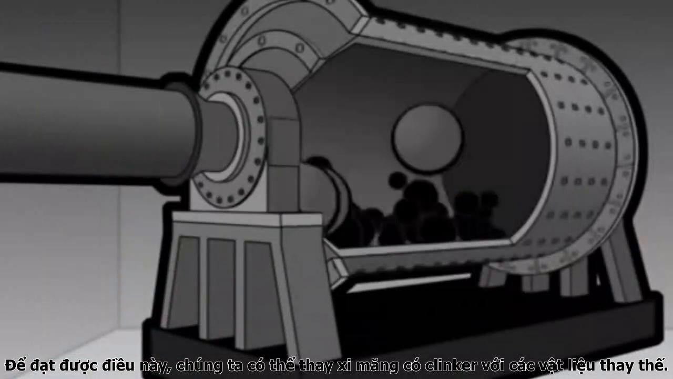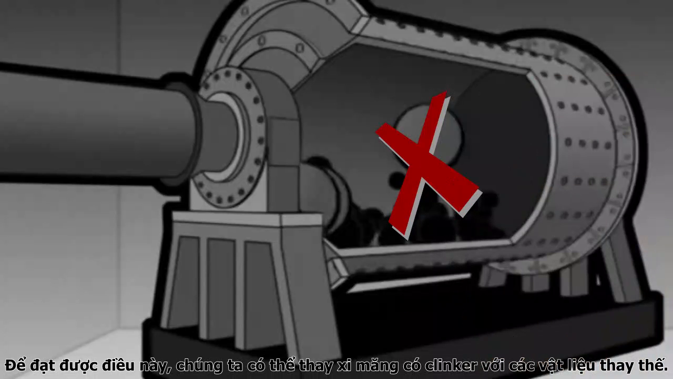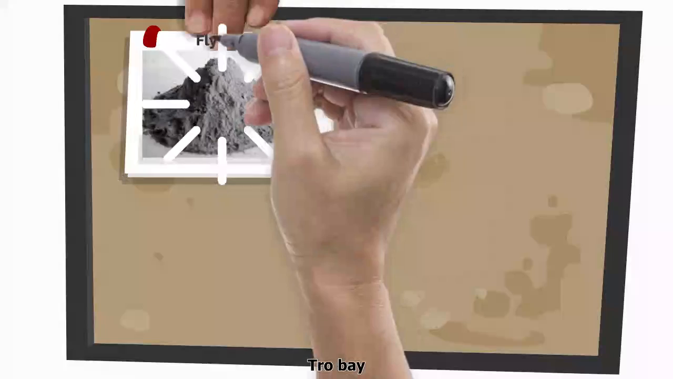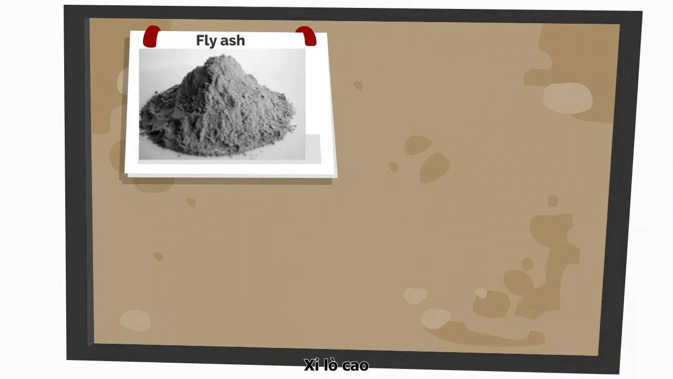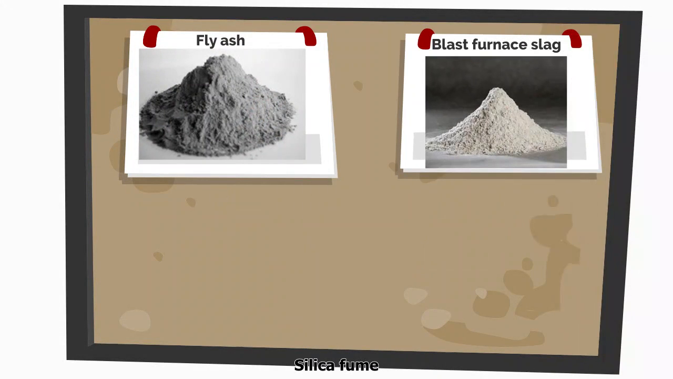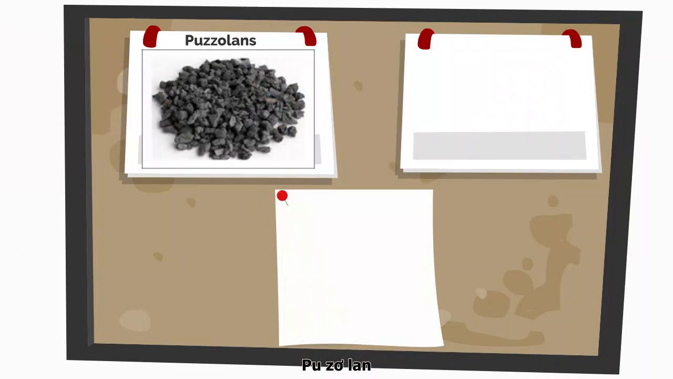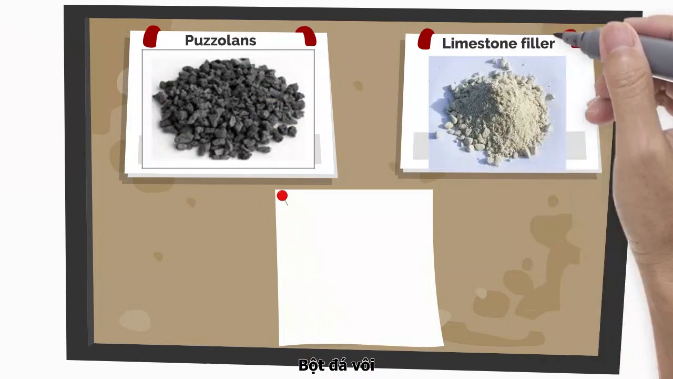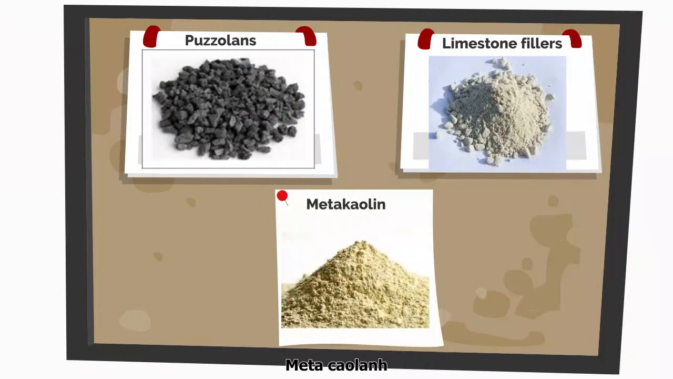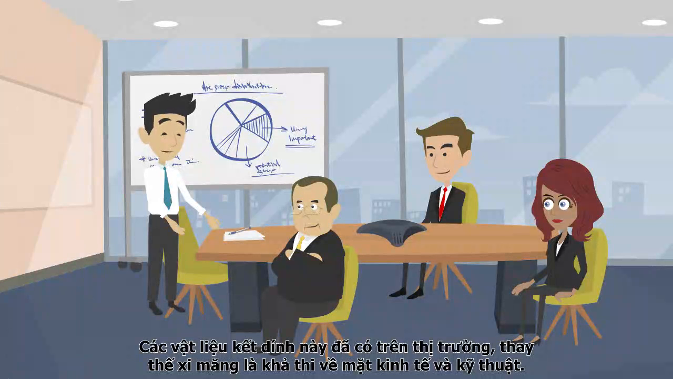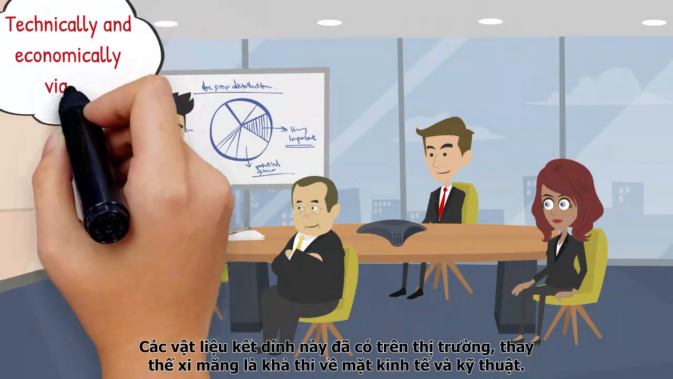To achieve this, it is possible to blend cement, substituting clinker with other alternative materials: fly ash, blast furnace slag, silica fume, pozzolan, limestone fillers, metakaolin. These low clinker binders are already on the marketplace. Such cements are technically and economically viable.